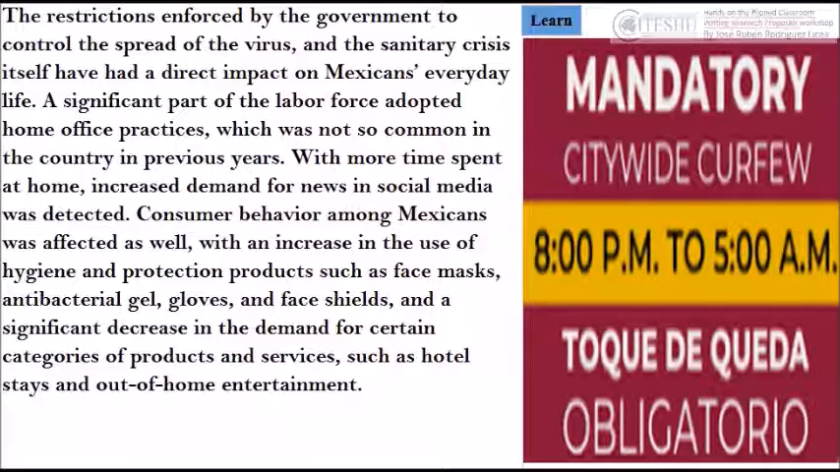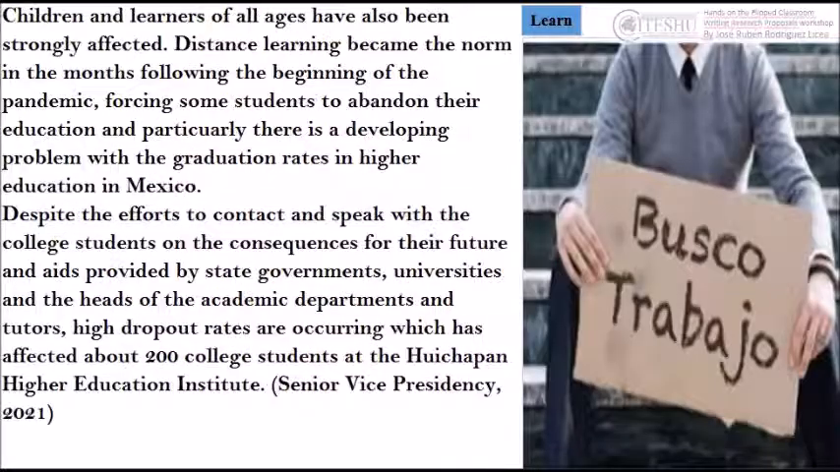Consumer behavior among Mexicans was affected as well, with an increase in the use of hygiene and protection products such as face masks, antibacterial gel, gloves, and face shields, and a significant decrease in the demand for certain categories of products and services, such as hotel stays and out-of-home entertainment.